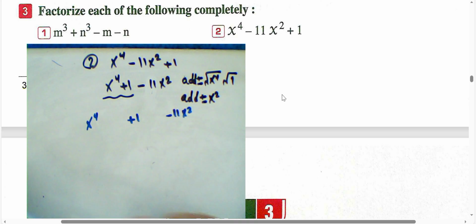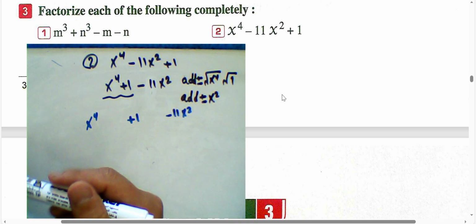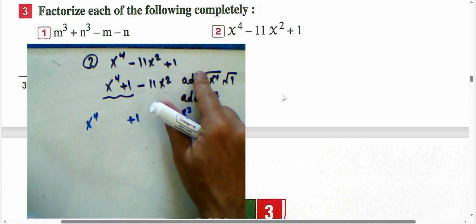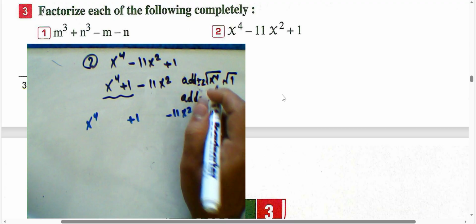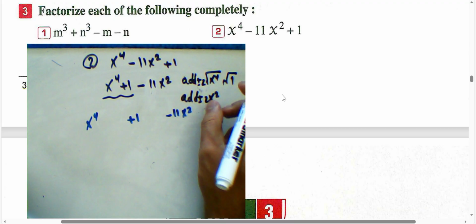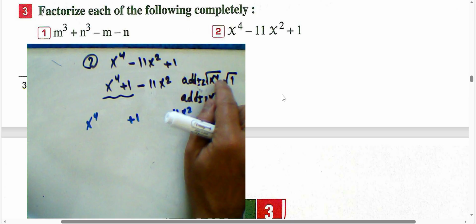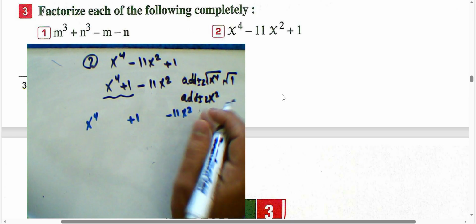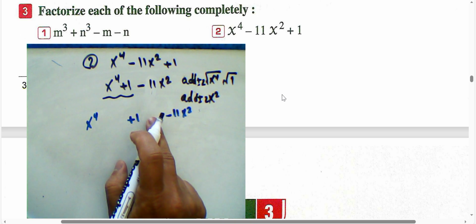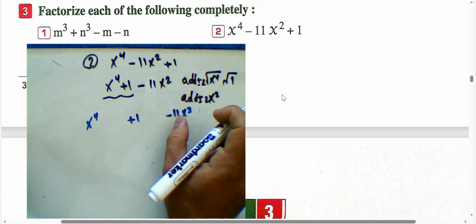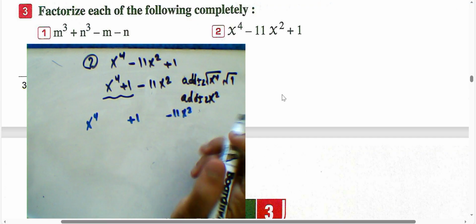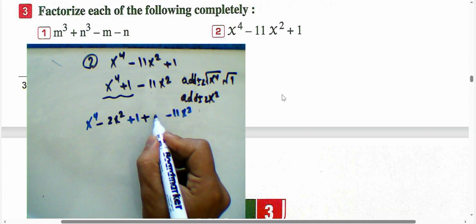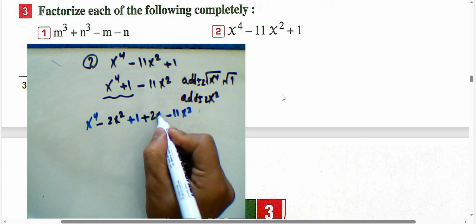What about the number? If we put here positive or negative 2 times x power 2, because the square root of x power 4 is x power 2, and the square root of 1 is 1, so 1 times x power 2. Then we have here positive or negative. If we put positive, it will be 2 plus negative 11, which is negative 9. Then we must write here positive and here negative: positive 2x power 2, and negative 2x power 2.